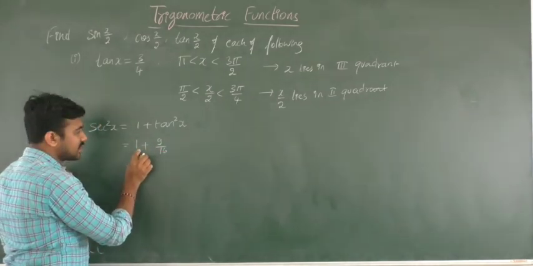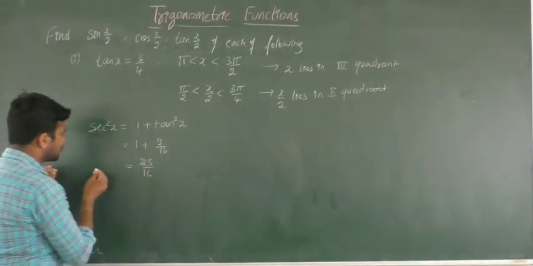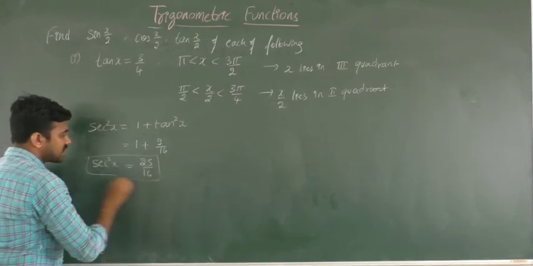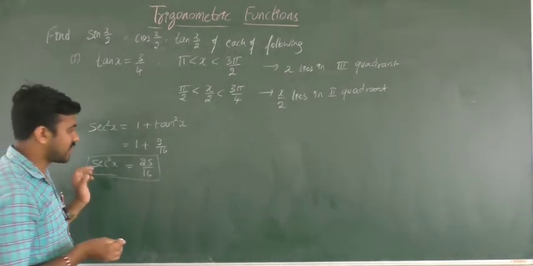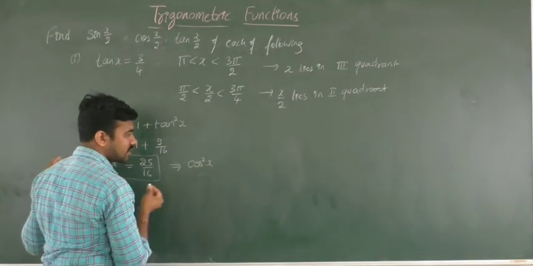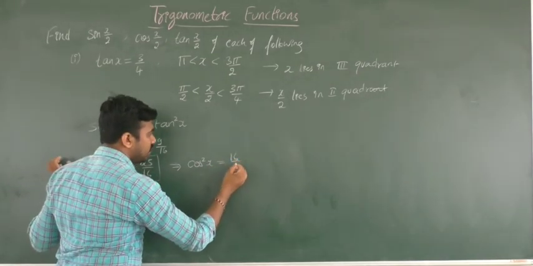16 into 16, 1, 16, 16 plus 9, 25 divided by 16. So this is what? Secant square x. By using secant square x, we can write cos square x, because cos square x is the reciprocal of secant square x. So cos square x is what? We'll get 16 by 25.